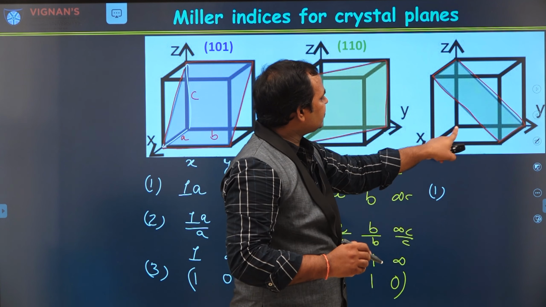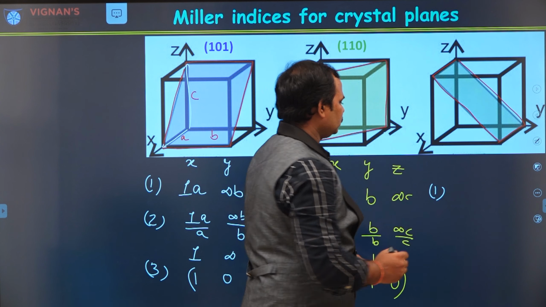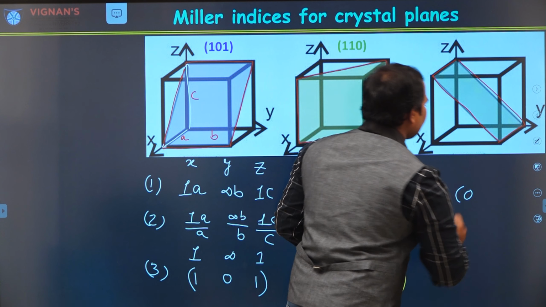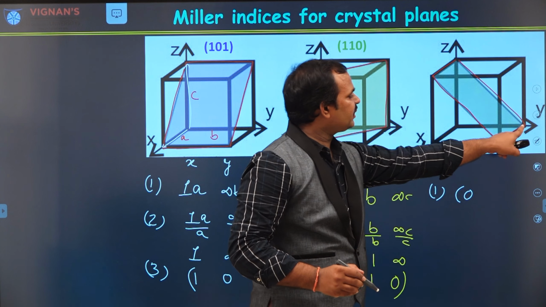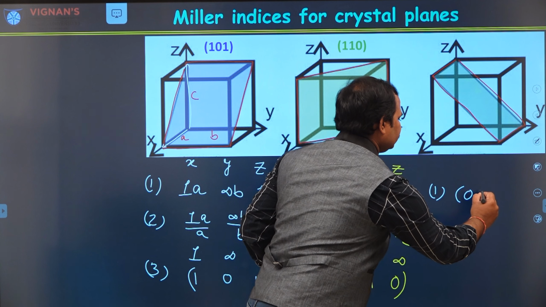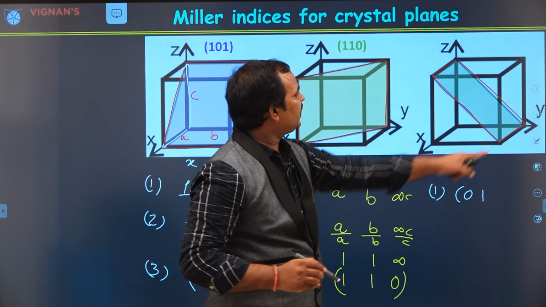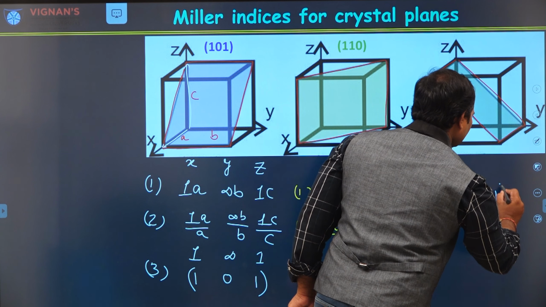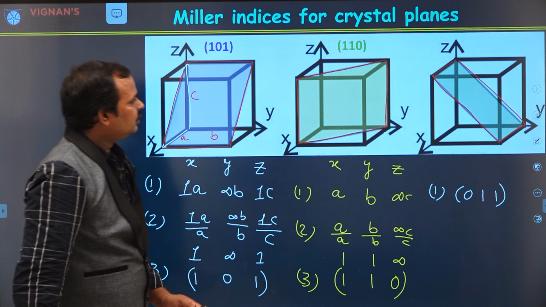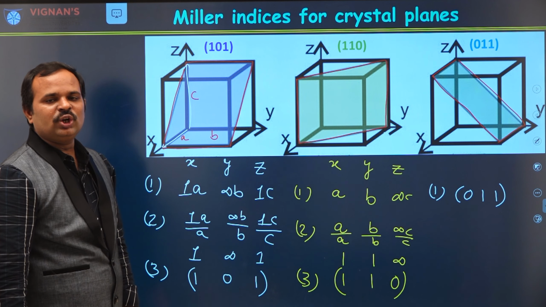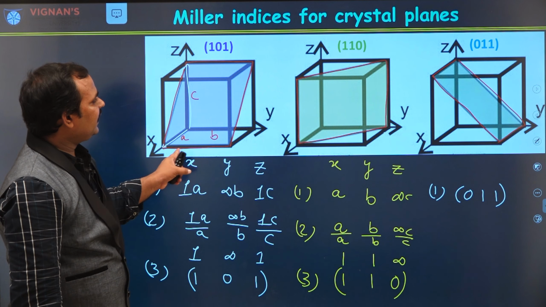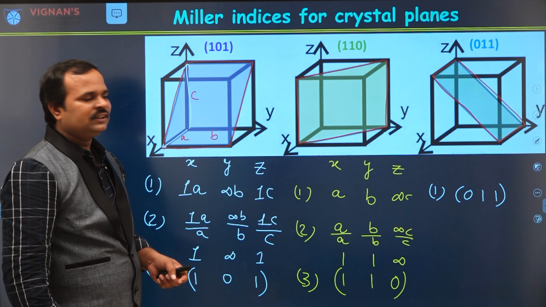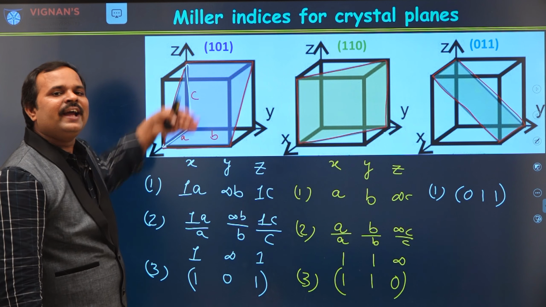Similarly, this plane is not intercepting along the x-axis, so this will be 0. And this plane is intercepting along the y-axis at 1, that means 1. And this plane is intercepting along the z-axis at C. So, this will be 1. This is (0 1 1). You can see in all these cases, they are diagonal planes.